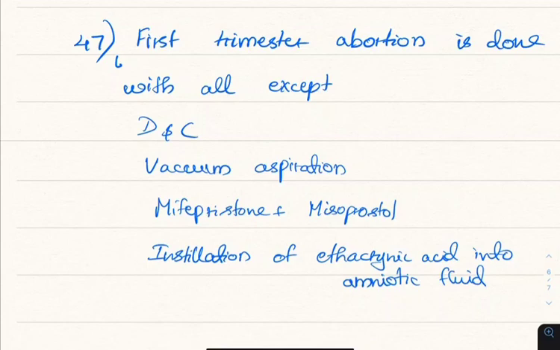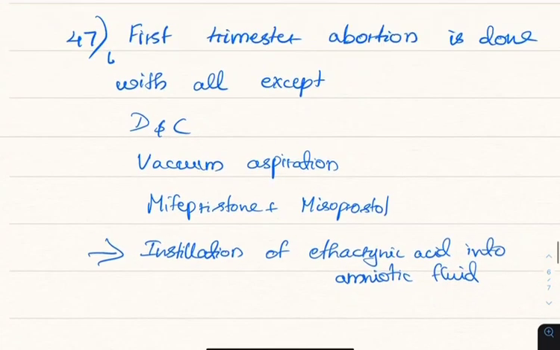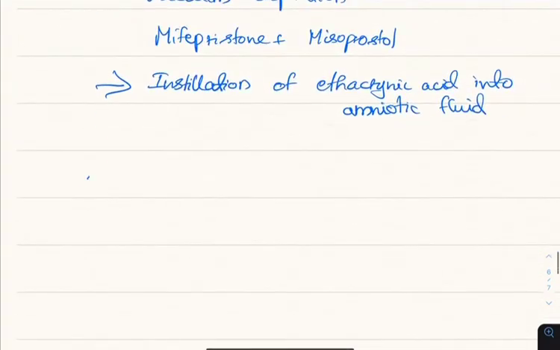So mifepristone and misoprostol is the most common one, but the other three were a little confusing. Even D&C and vacuum aspiration are not that common. But I think the answer to this is instillation of ethacrynic acid into amniotic fluid, but I'm not so sure about the answer. If anyone knows the answer, please let me know. Moving on to the next one.